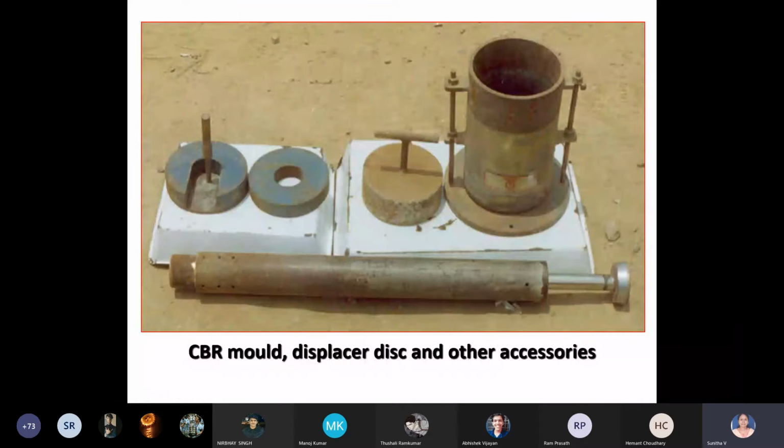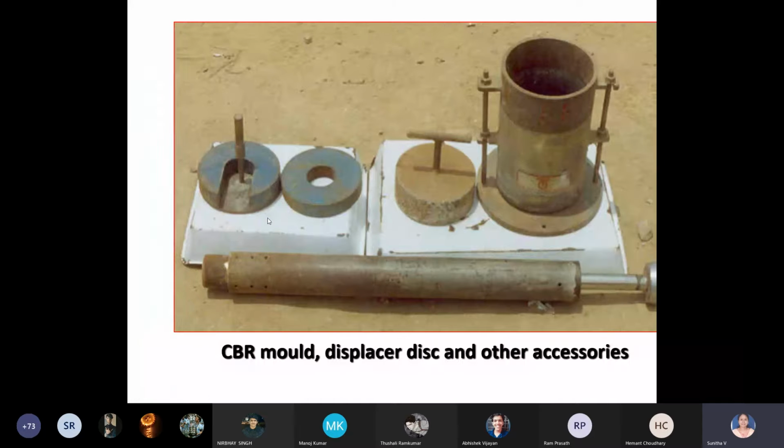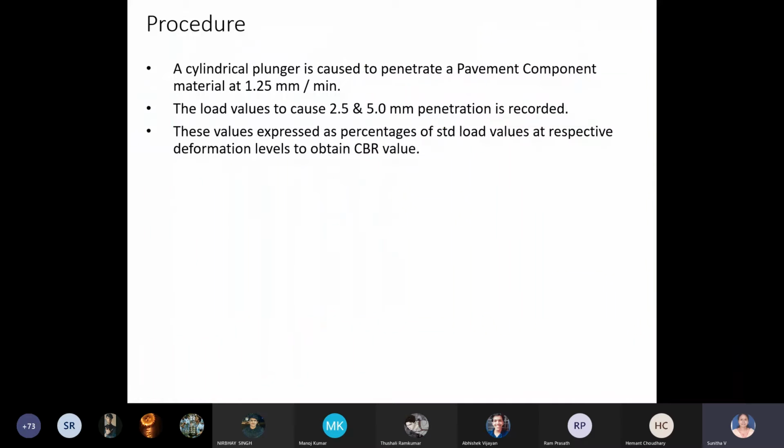So this apparatus, you can see the CBR mould, a small disc there, then the displacer disc and other accessories, right? This hammer you can see. The displacer disc you have to keep below, and while testing you turn it upside down so that you are applying the load through the displacer disc. And the procedure, I hope you might have studied.